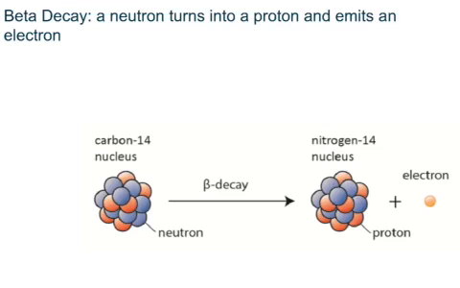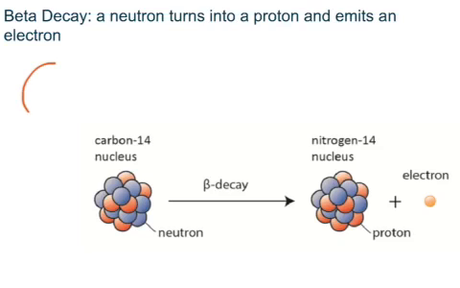The second process that we're going to look at solves a different problem. So beta decay happens when there are too many neutrons. So we need the ratio of protons to neutrons to improve. So a neutron will turn into a proton.